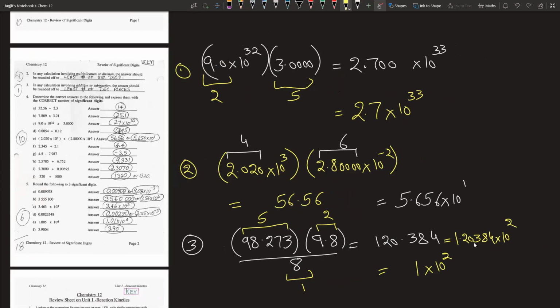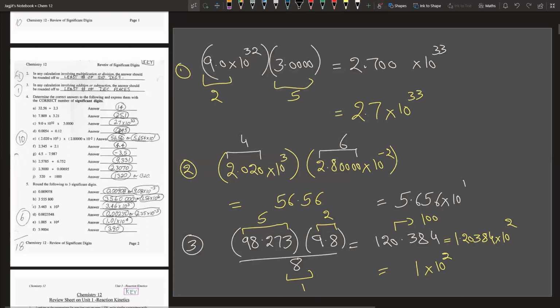Or if you really didn't want to use scientific notation, this 120.384, if you want to write it only as 1 sig fig, you could have just written this as 100. And that has only 1 sig fig. 100 and 1 times 10 to the power 2 are exactly the same. Fairly simple, correct? So this is your rule for multiplication and division.